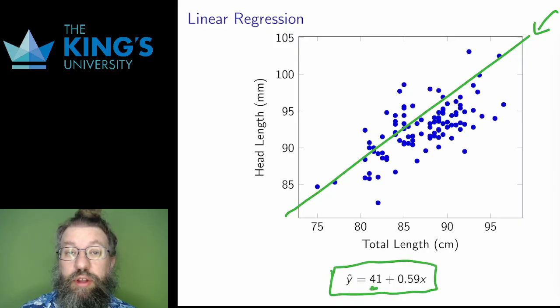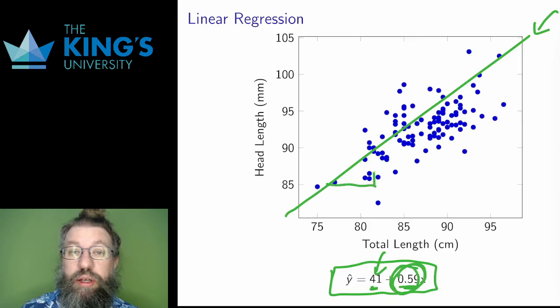Note two things, the intercept and the slope. The intercept is 41, which is not terribly relevant here, but the slope is very useful. It describes the relationship. For every centimeter of length, the head of the possum increases by 0.59 millimeters. The slope is in many ways the relationship.